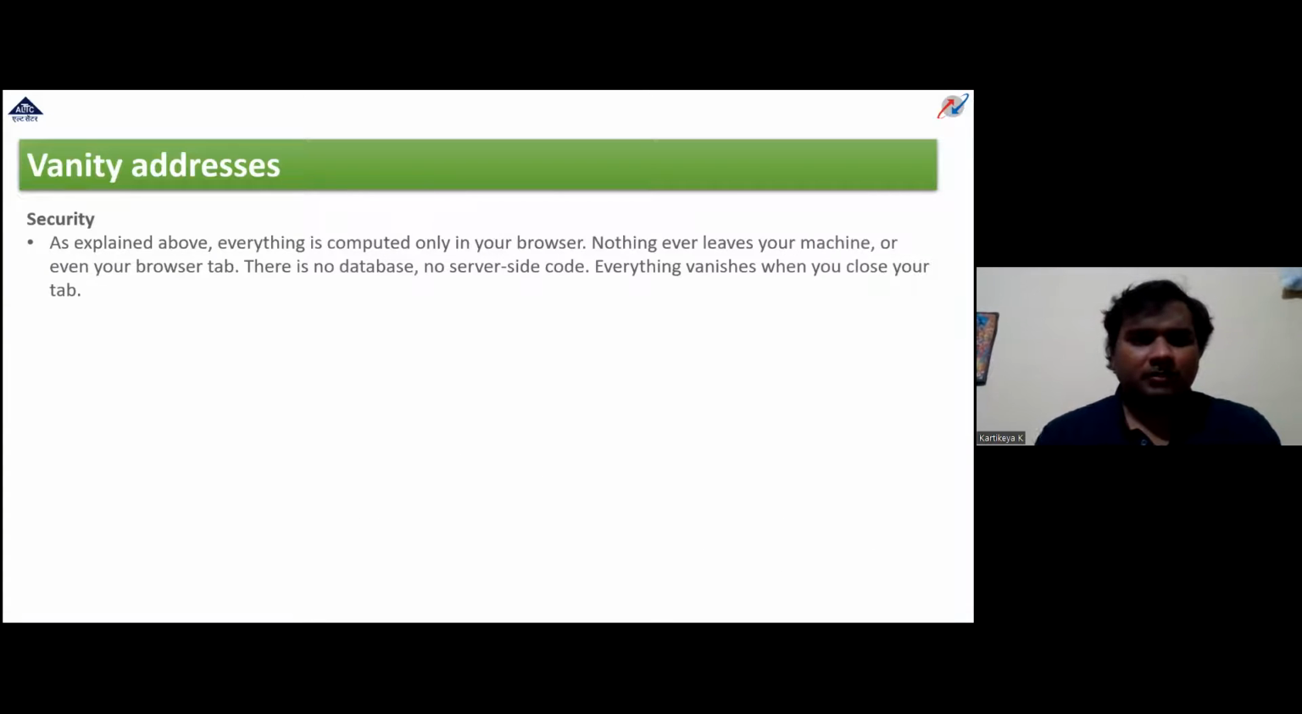How is security achieved? Everything is computed only in your browser. So how secure is our Vanity address? Everything is computed only in our browser, right? Nothing leaves our machine, not even your browser tab. Just because it has access to the internet doesn't mean that some hacker can take our Vanity address. It won't happen like that. There is no database and no server-side code. Everything vanishes when you close your tab.